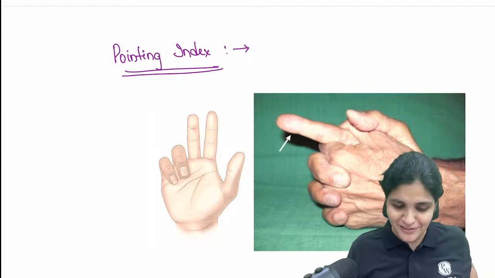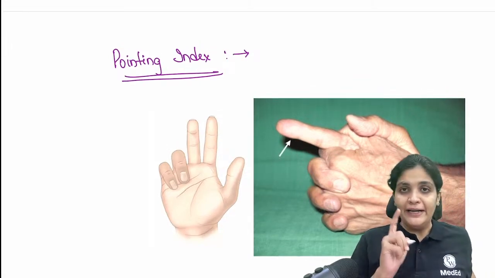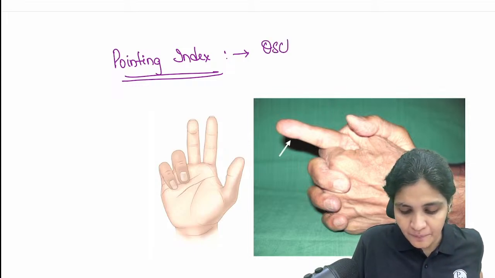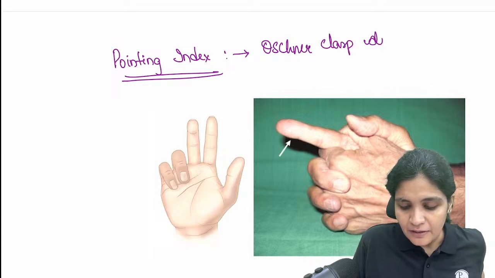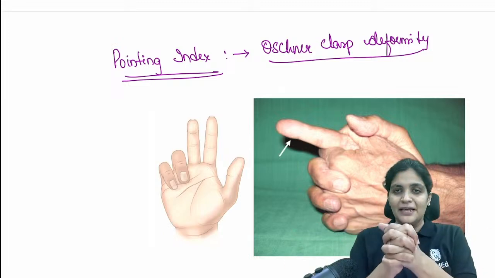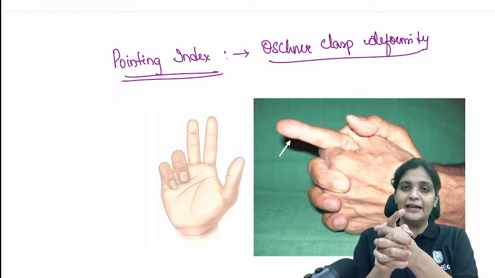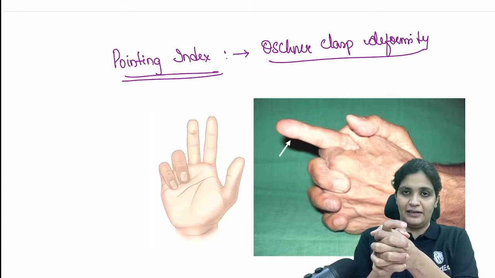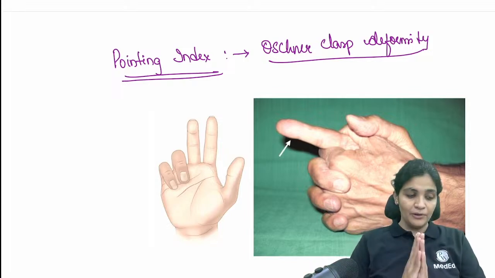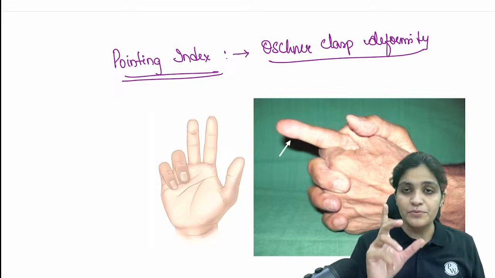Oh, thank you so much. So this is called the pointing index, right? And there is one more name for this. What is that called? Ochsner's clasp deformity. So again, we are forming a clasp like this, and then you see that the index finger is not completely flexing, right? So this is called the Ochsner's clasp deformity. And one more thing is the Pope's sign or the benediction.